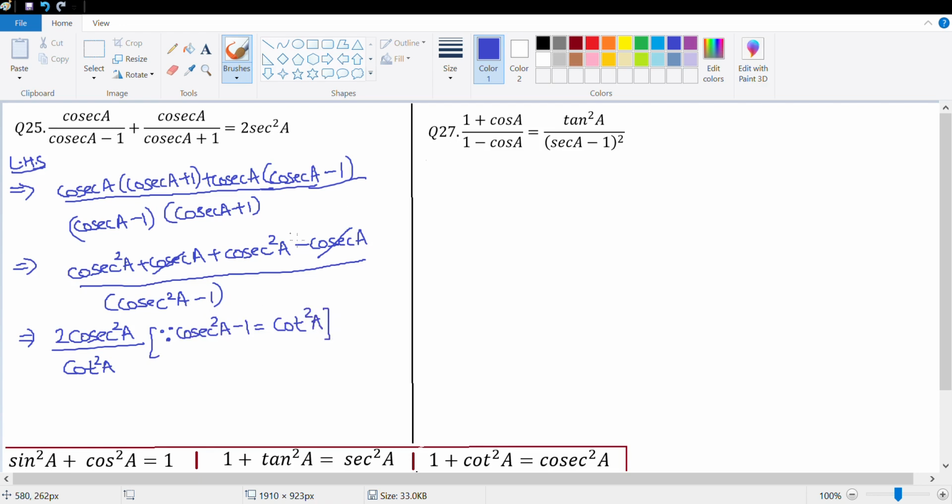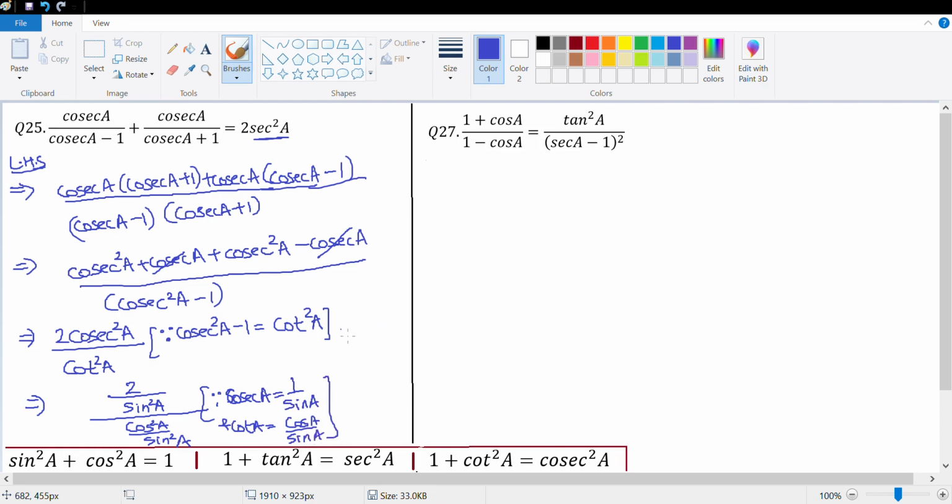But I haven't reached my right hand side. So what should I do? I realize I need a sec. Sec is basically 1 upon cos, and here I have 1 upon sine and cos upon sine. So let me just convert this into a basic sine and cos. So what I'll get is the numerator will become 2 upon sine square A, and the denominator will become cos square A upon sine square A. Reason, since cosec A is equal to 1 upon sine A and cot A is equal to cos A upon sine A.